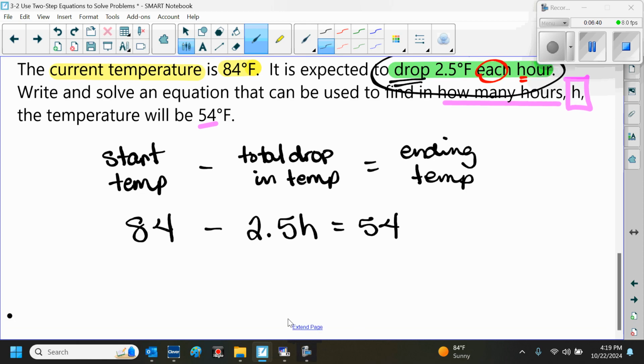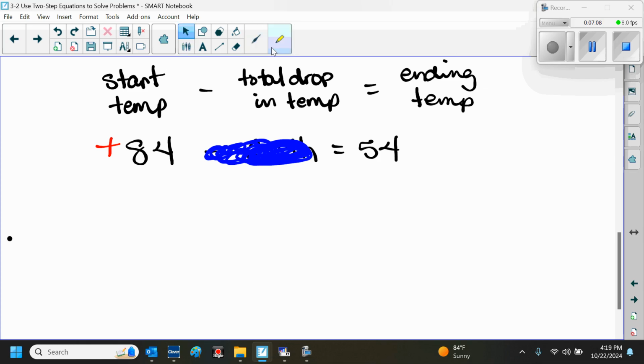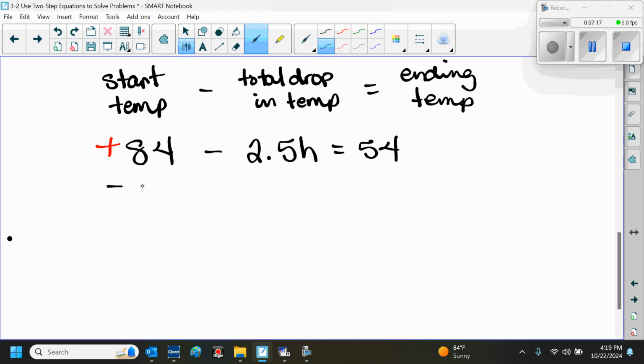So now we can go ahead and solve it. Okay, so we're going to use our cover-up. So we're going to cover up the term that includes our variable and its sign, okay, because these go together. So this tells us that we want to get rid of that 84. Now, that 84 is a positive 84. So that means we want to subtract 84 to get rid of it, okay? So we are going to subtract 84 on both sides.